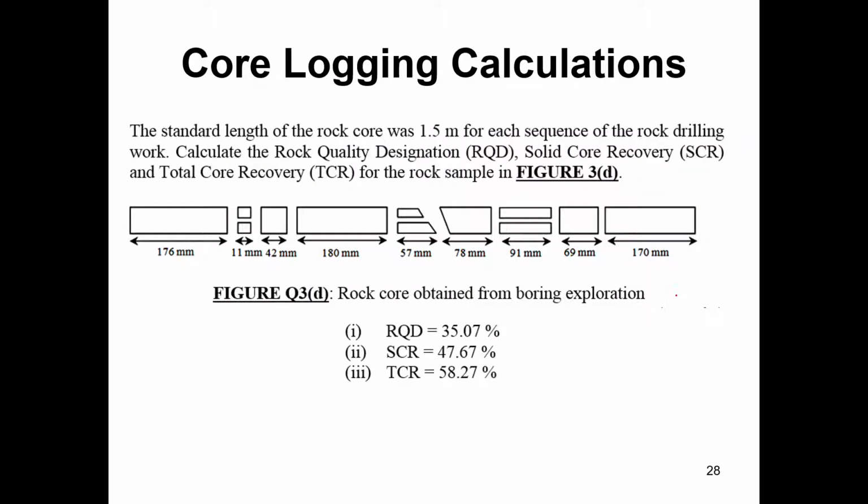This is an example of a question in our test, so you can try it at home. This is based on a 1 meter core length. They ask you to calculate the RQD, solid core recovery, and total core recovery. For RQD, you count any core that is more than 10 centimeters, or 100 mm. So this is more than 100 mm, and this is more than 100 mm. Only this and this and this.